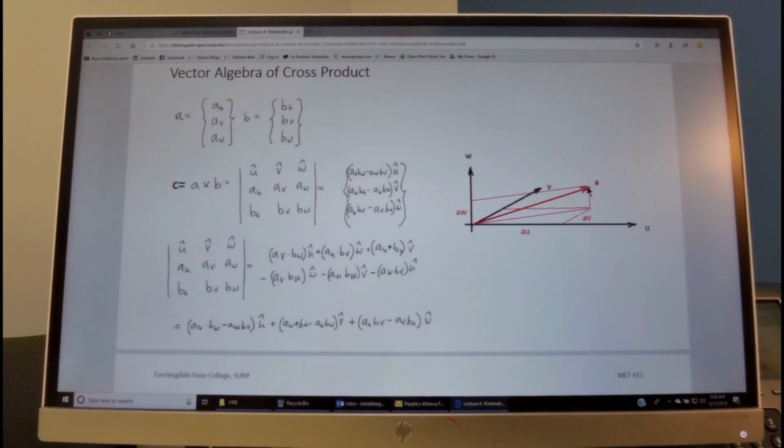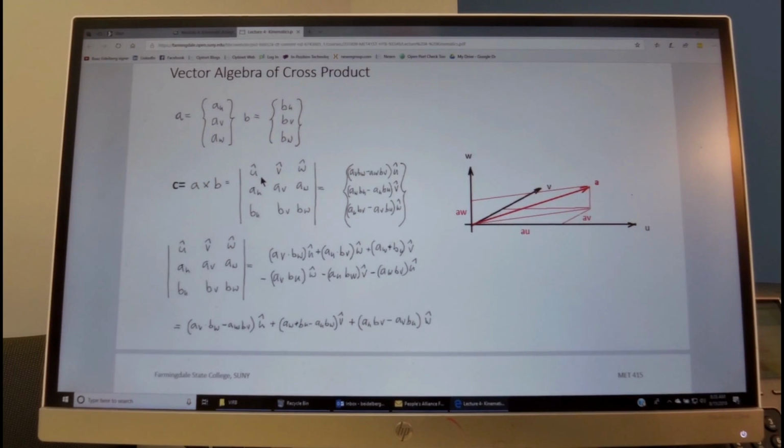So if we have another vector B not shown here and we want to cross them, we can find out the components of the cross product by taking the determinant of the values U, V, W hat. These are the unit vectors, and then we put the components of each vector A and then B, A cross B. You see A_u, A_v, A_w.